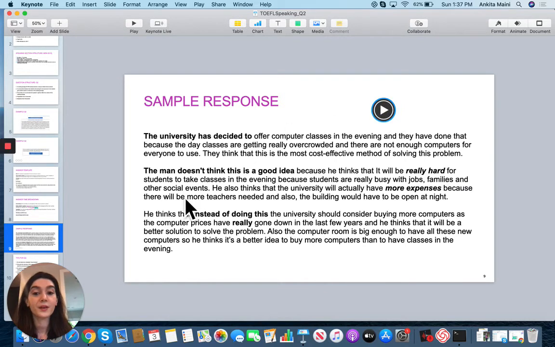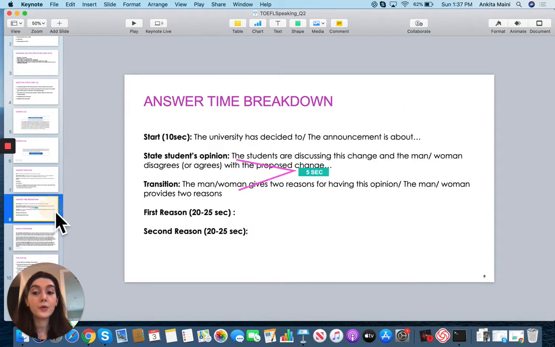Okay, right? So now you understand how you can really use this template and still manage to sound natural.